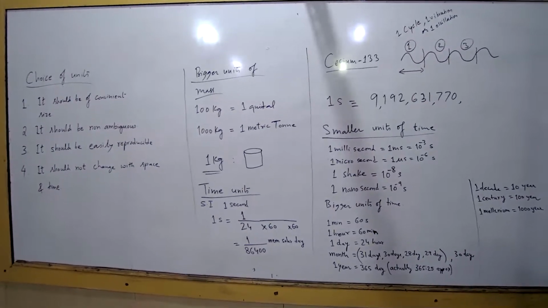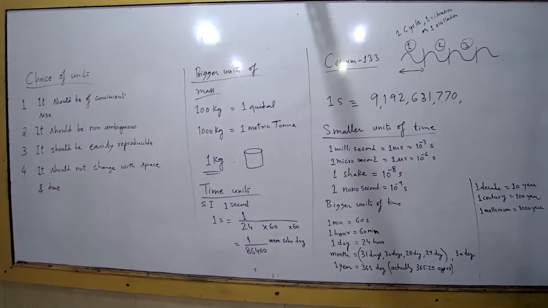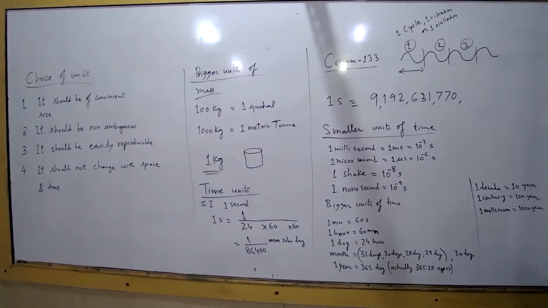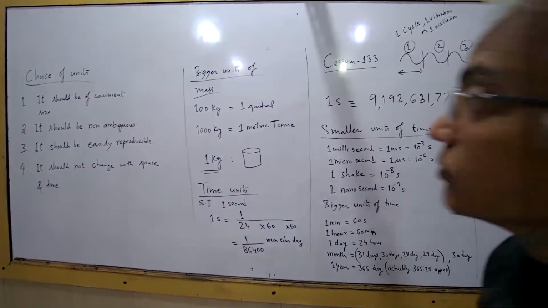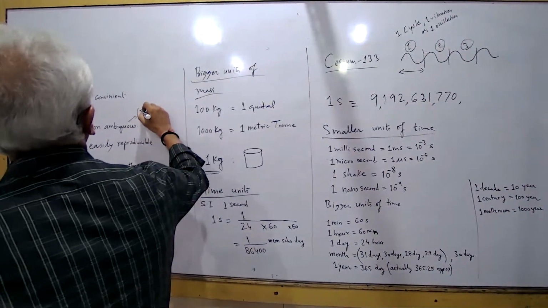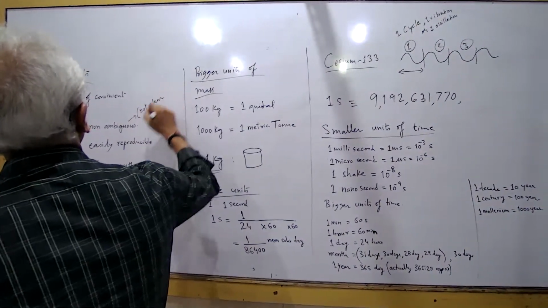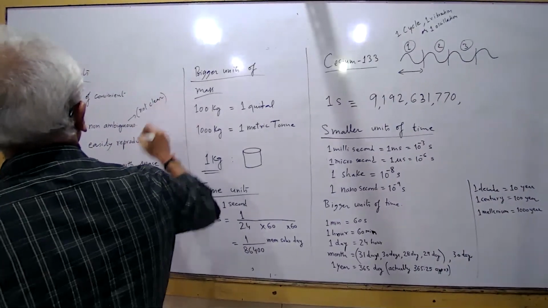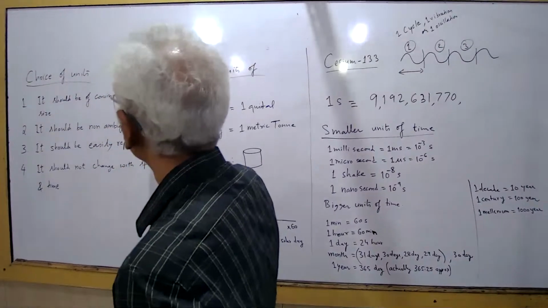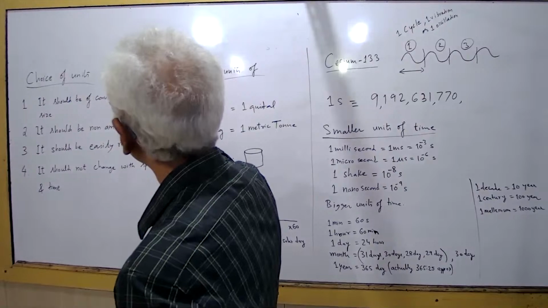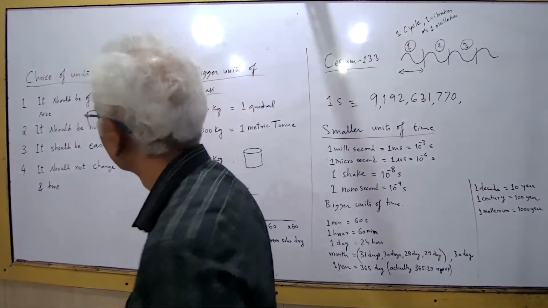Now we can do some numericals. So there are some 7 numericals given in your textbook. So, that is ambiguous. Ambiguous means not clear. So it should be non-ambiguous, it should be clear. Or confusing. Not be confusing.